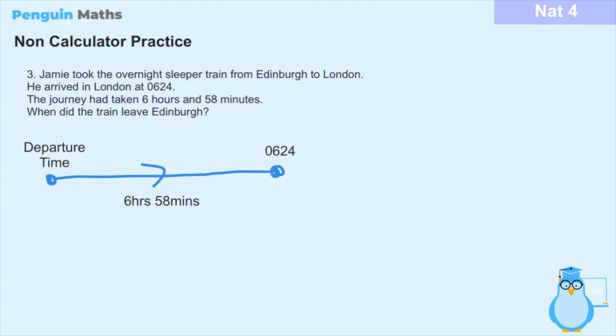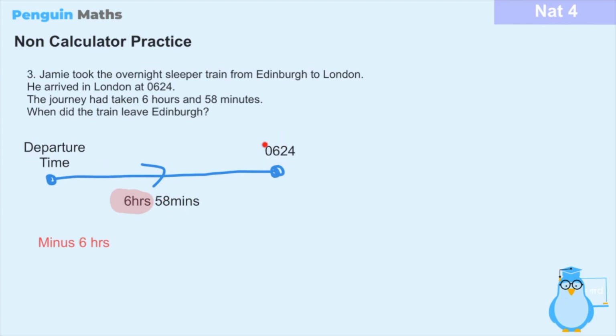And to do that, what we have to do is walk back from 6:24 and then almost subtract this 6 hours and 58 minutes. But remember, we have to deal with hours and minutes in this case, so we have to consider that when doing so. So to begin, I'm just going to take 6 hours away from 6:24. So that means after we've done this, we're only left with 58 minutes to go back.